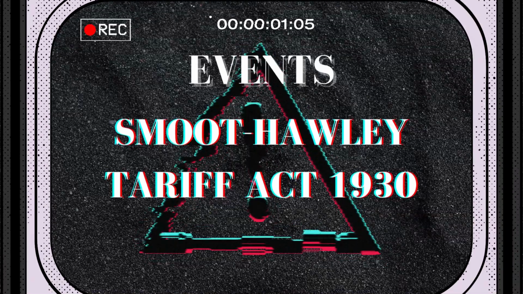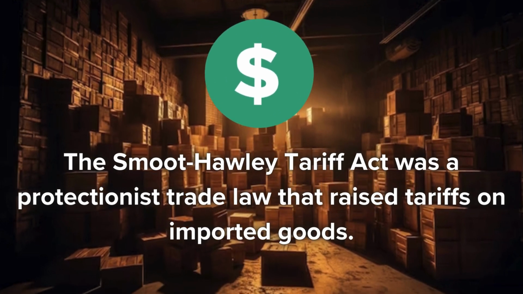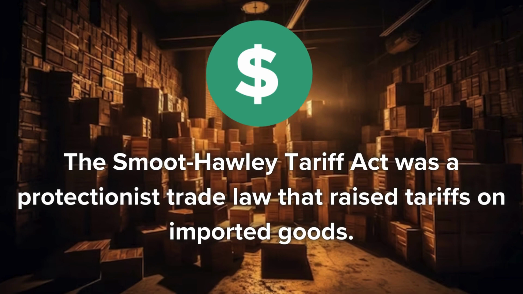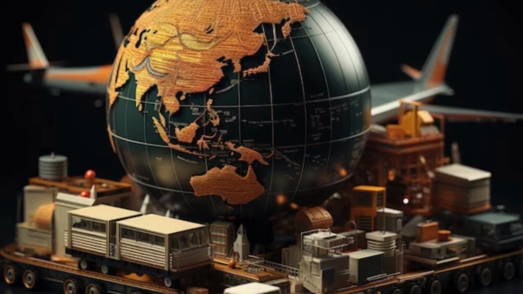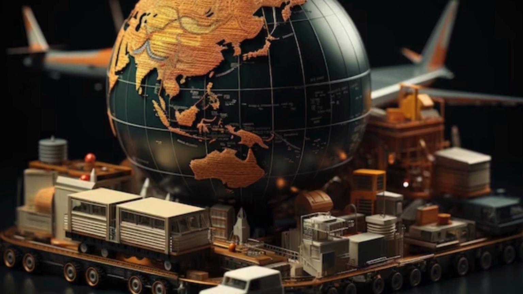Smoot-Hawley Tariff Act of 1930. The Smoot-Hawley Tariff Act was a protectionist trade law that raised tariffs on imported goods. This led to a decrease in international trade and made the Great Depression worse.